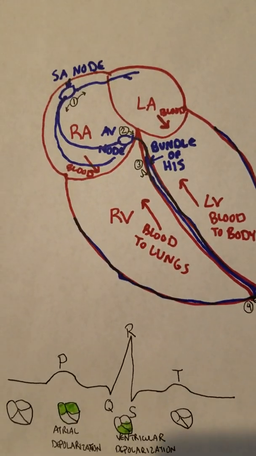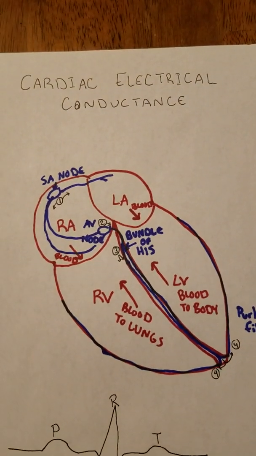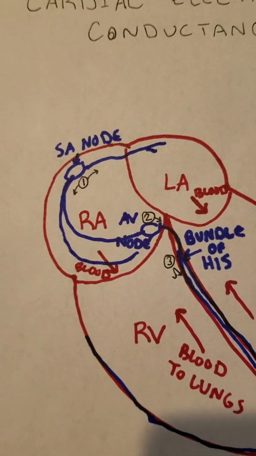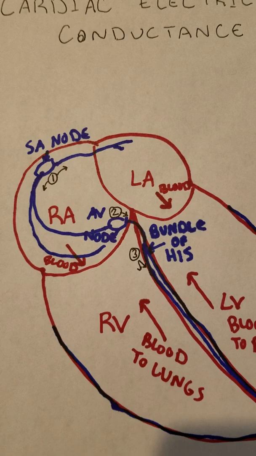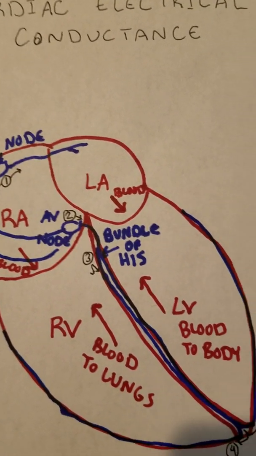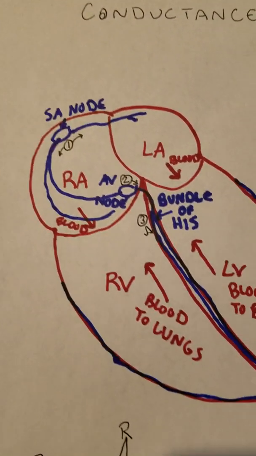Now looking at blood flow and coupling it along with this electrical conductance, during step 1, or atrial depolarization, the atria contract. Blood from the left atrium travels to the left ventricle. Blood from the right atrium travels to the right ventricle.